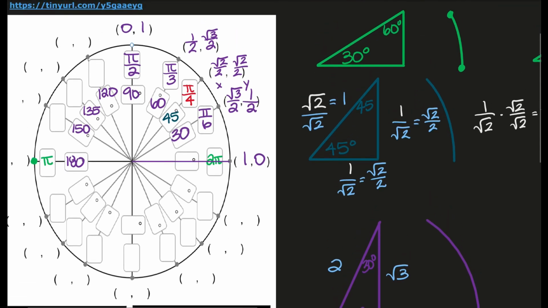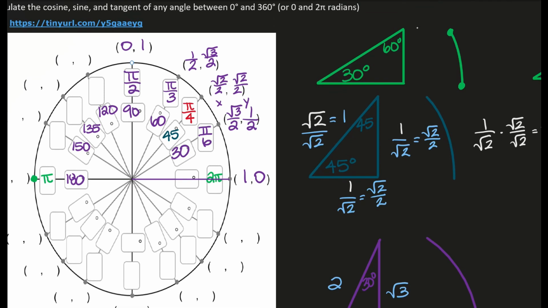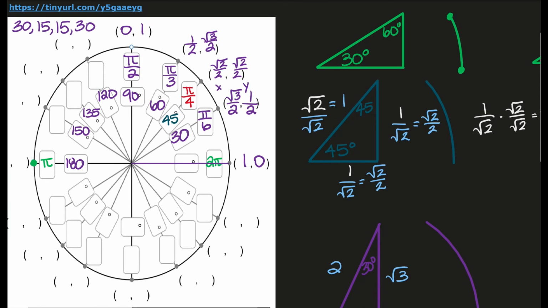So we kind of notice this pattern of 30, increased by 15, increased by 15, increased by 30. And then that pattern continues. So we'll write that down here. We're going 30 degrees, increasing by 15, increasing by 15, and then increasing by 30. And this pattern continues. So I could keep going with my degrees.